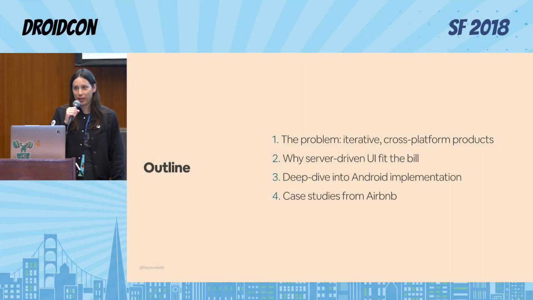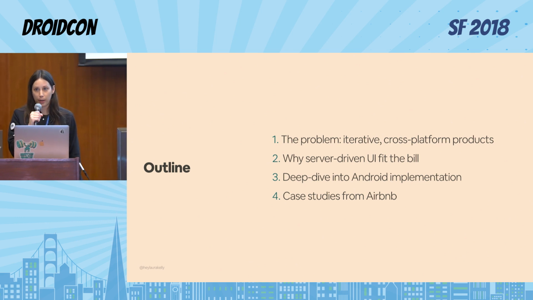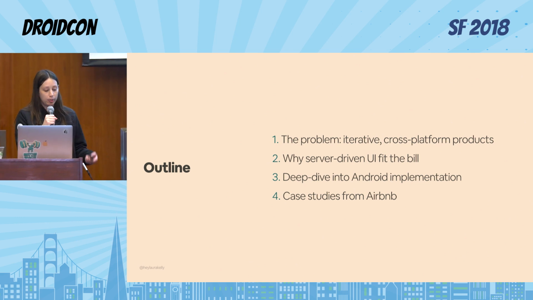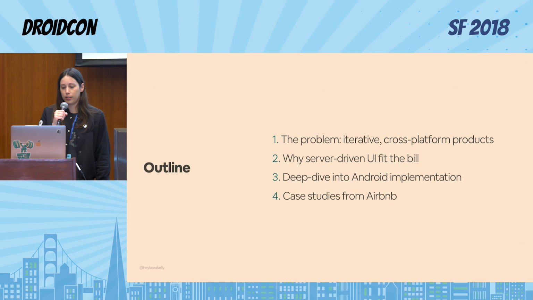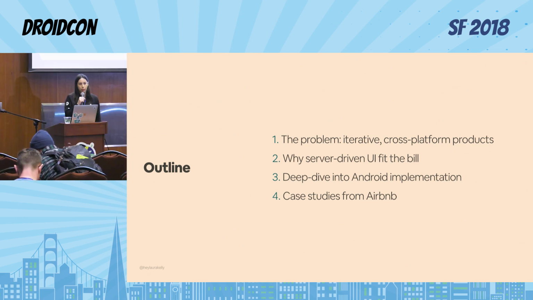So today I'll be talking about a problem we were trying to solve at Airbnb, which is that we wanted to iterate across platforms quickly and be able to try a lot of different things. I'll talk about why server-driven UI fit the bill for this purpose, and I'll deep dive into the Android implementation of that. Finally, I'll go into some case studies of how we're using server-driven UI in different ways across Airbnb.